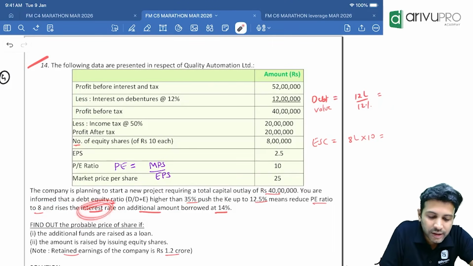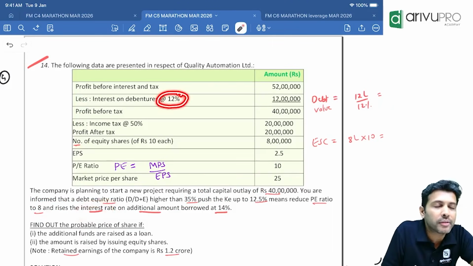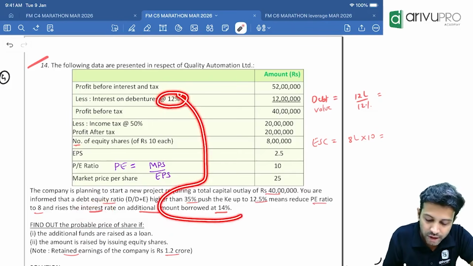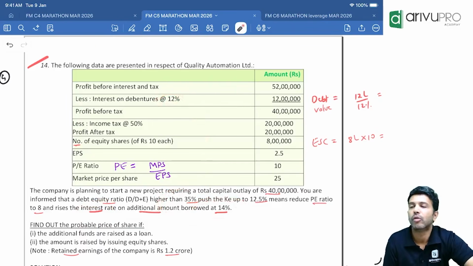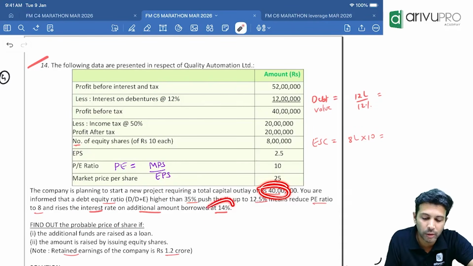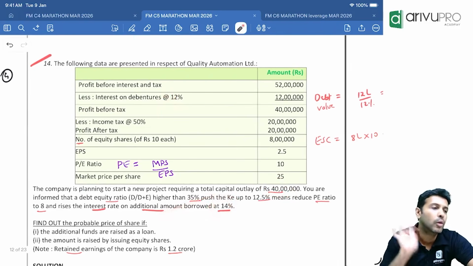And the interest rate, currently what is the rate of interest we are giving on our debt? 12%. And the interest rate on additional amount borrowed will become 14%. So this new 40 lakh, whatever you are borrowing, if you borrow through debt, it will not be at 12%, it will be at 14%.